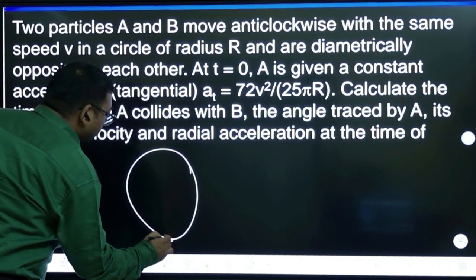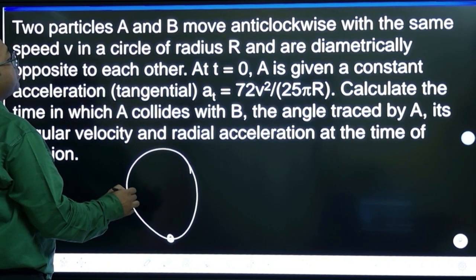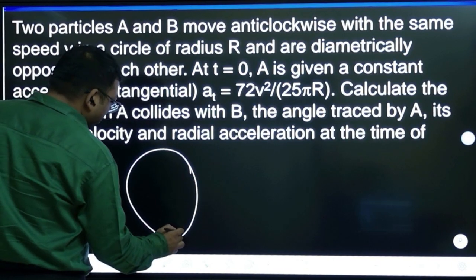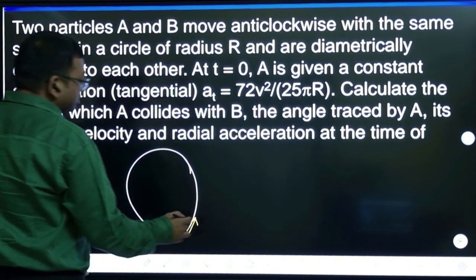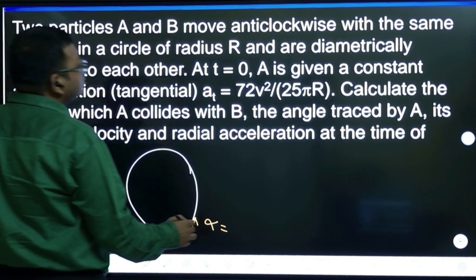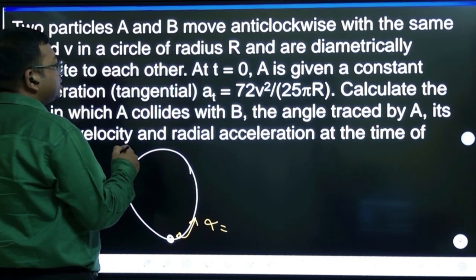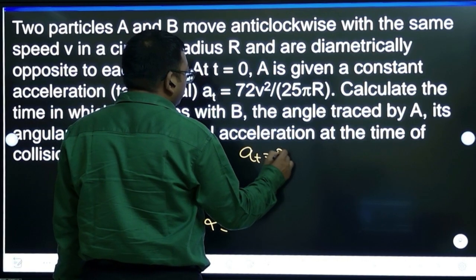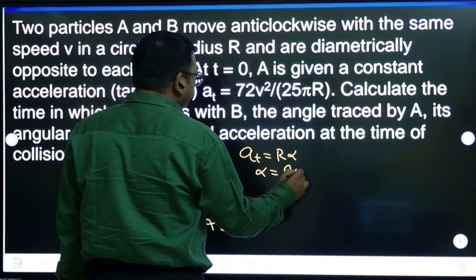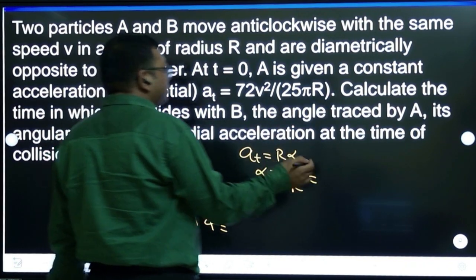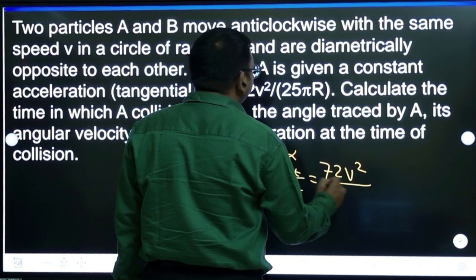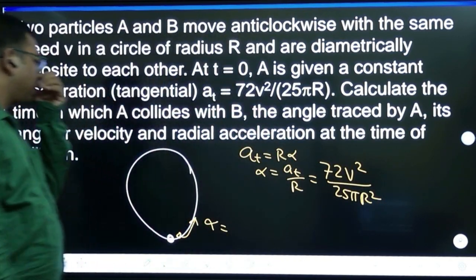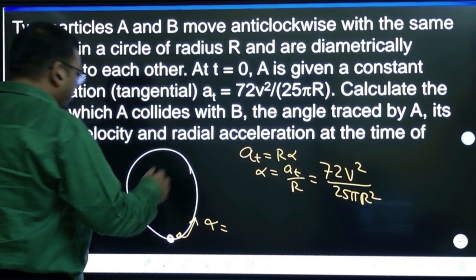Let us solve them. So let us say from here we are starting. At time 0 it is given constant acceleration. So one of the bodies is going with a constant acceleration, some acceleration alpha they have given for this body. Alpha is not given, tangential is given. So tangential acceleration is r alpha, so alpha is equal to tangential acceleration by r. So tangential divided by r, if you do, 72 v square by 25 by r by r means r square will come. Okay, so that alpha we got.